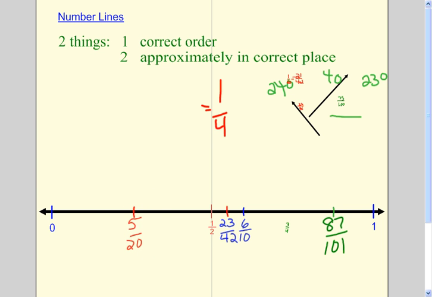So that's what we need to do when we're putting fractions on a number line.